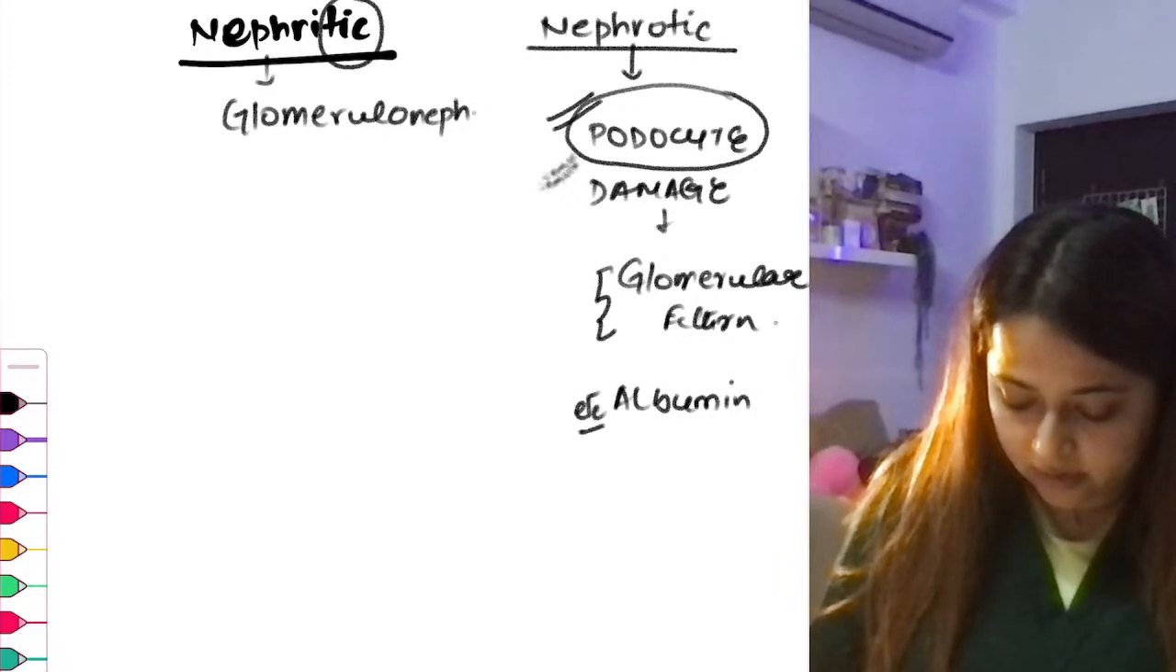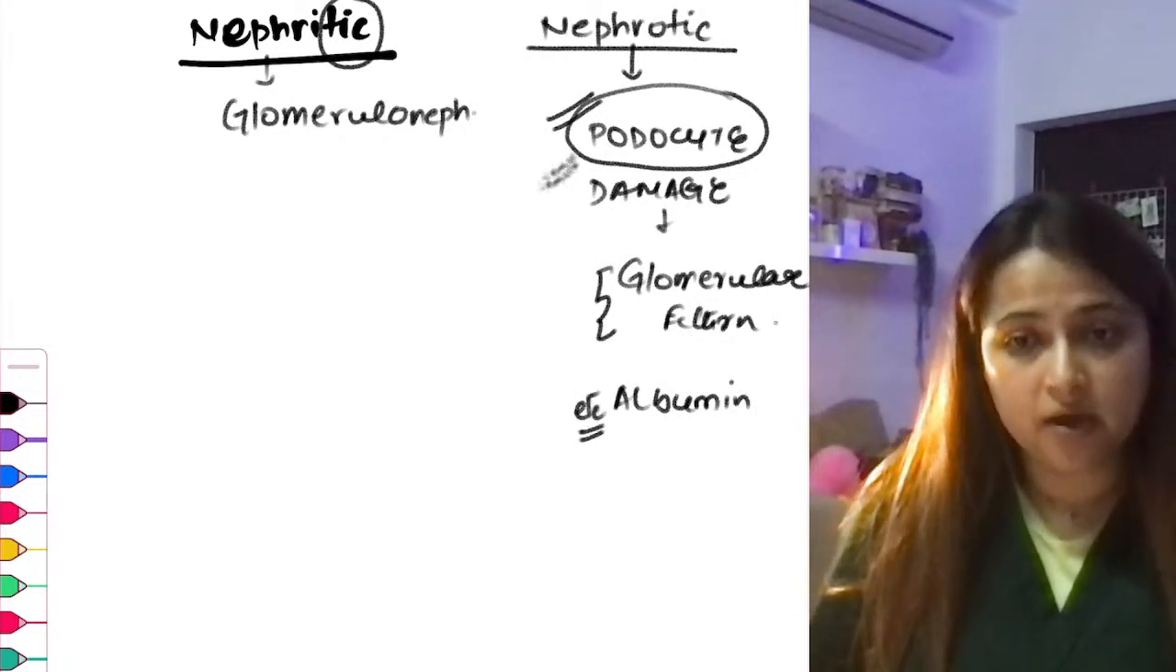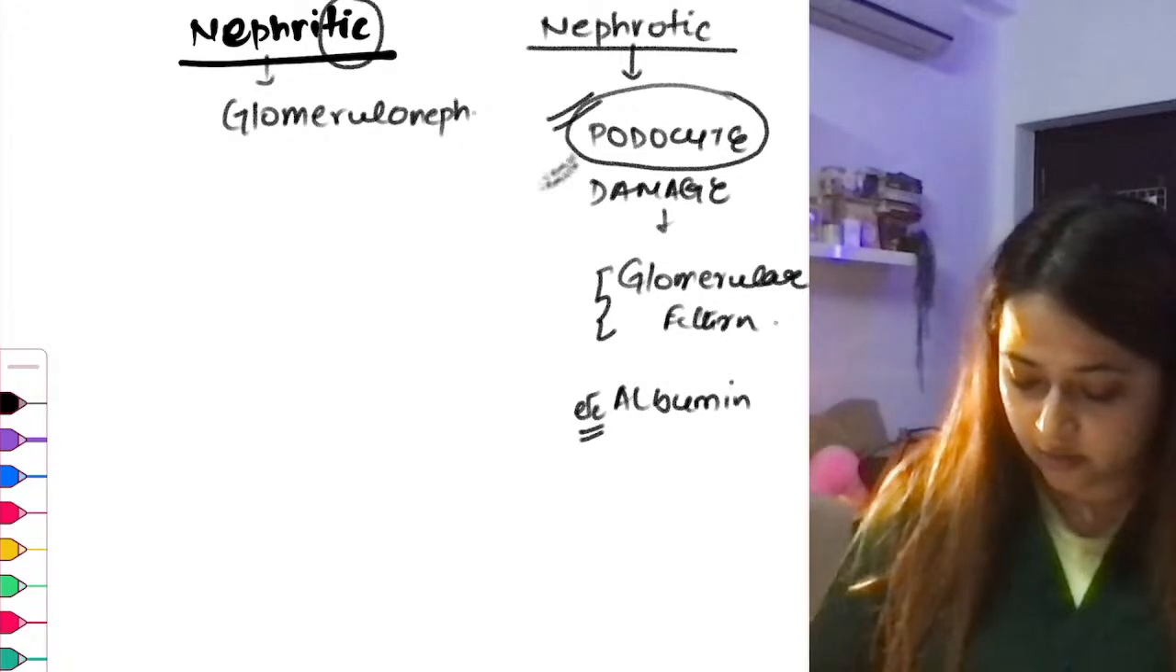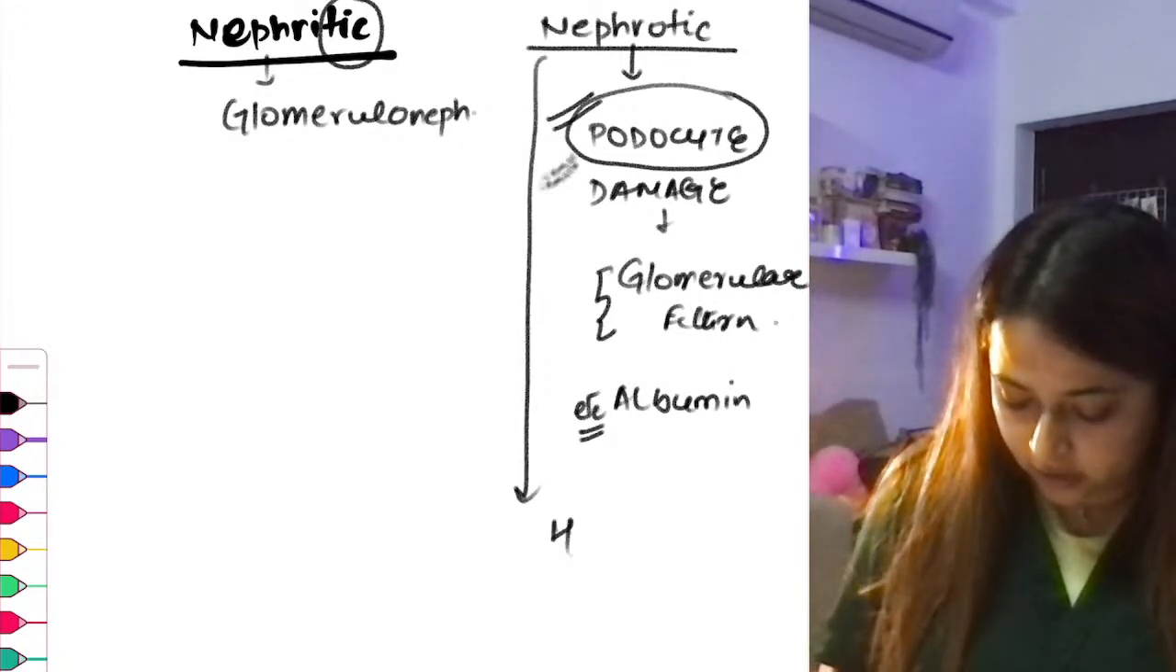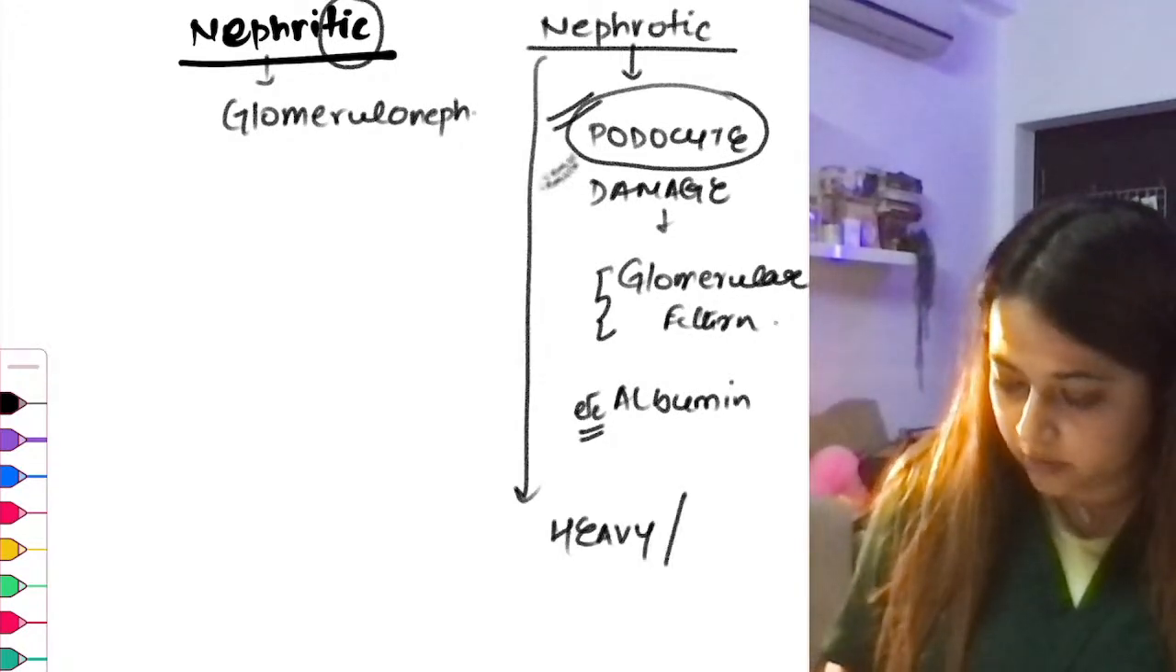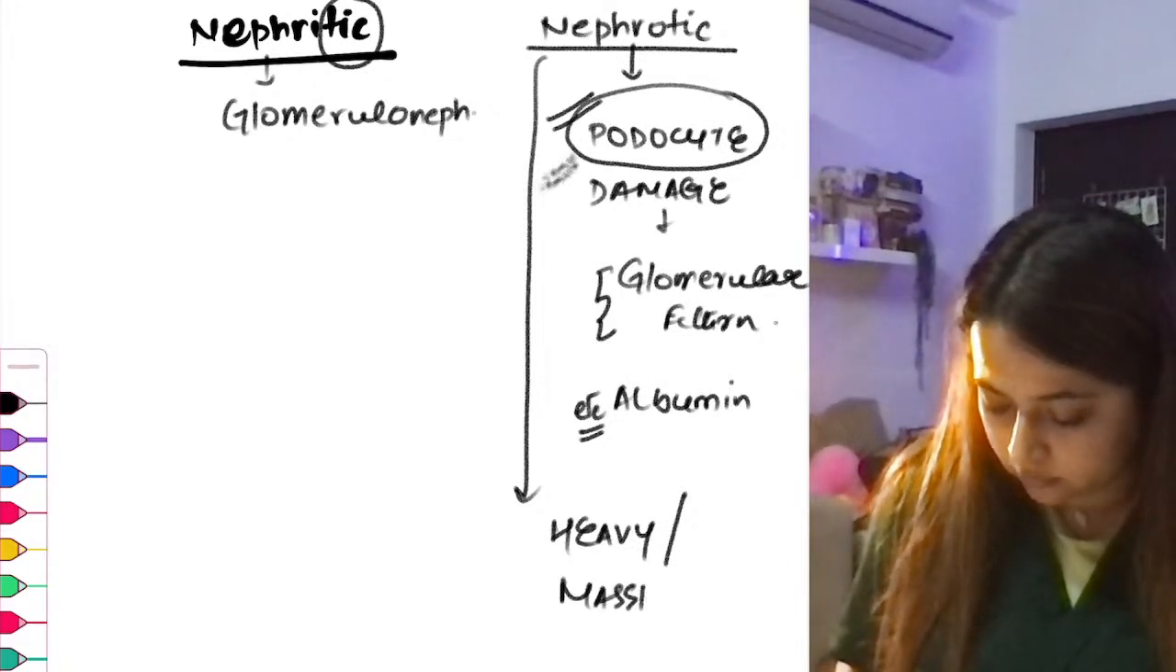So what will happen? Albumin will start to pass via urine. That is why you see heavy proteinuria, or the term you commonly use, massive proteinuria.